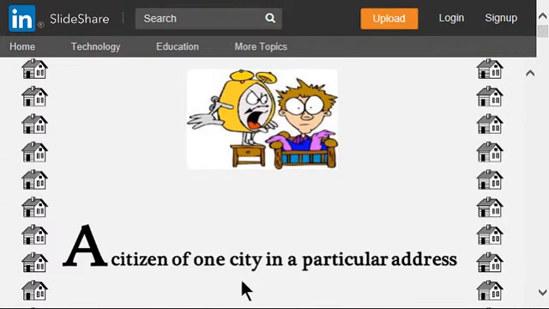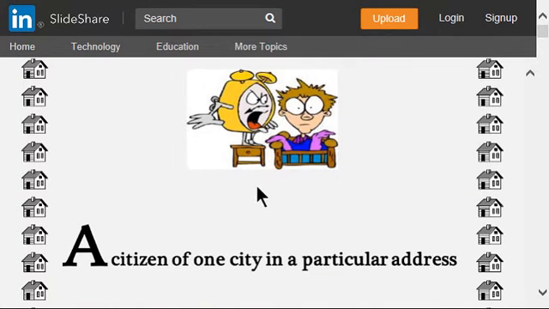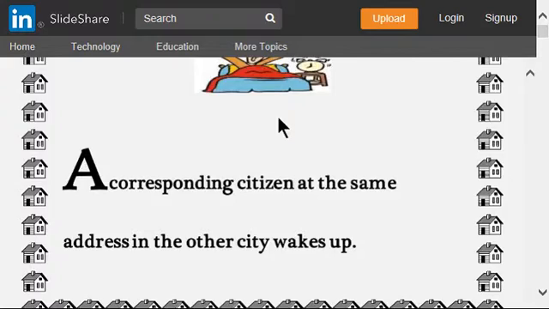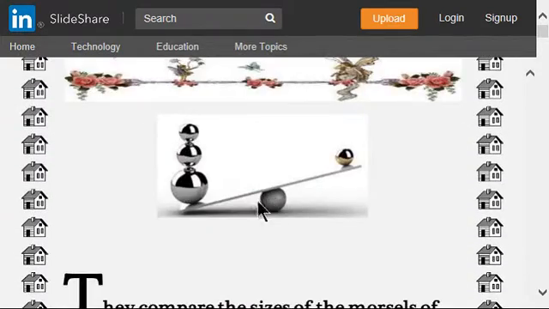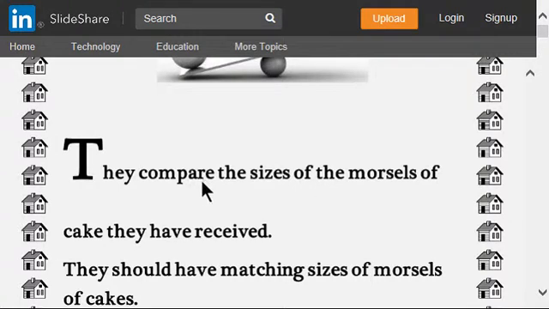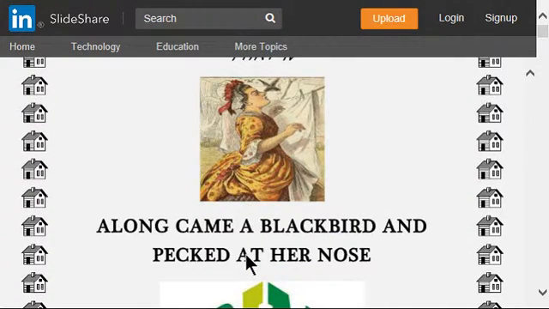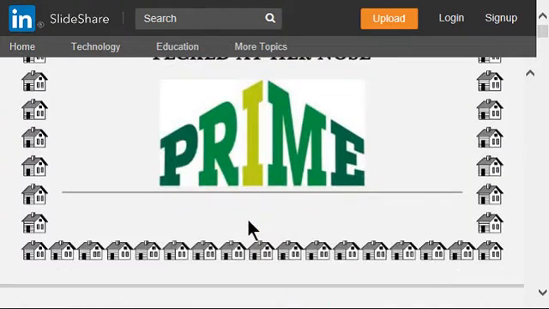A citizen of one city in a particular address suddenly wakes up. So one citizen woken up. A corresponding citizen in the other city wakes up. They compare the cakes. They compare the size of morsels of cakes they have received. They should match. Now along came a blackbird and pecked at the maid's nose.